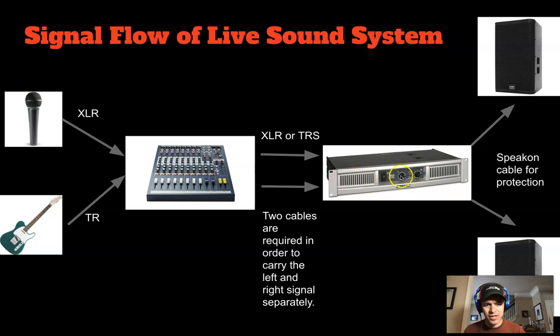Here you control the amount of output that you're sending to your speakers on your amplifier, and you would run a separate cable to your left speaker and a separate cable to your right speaker. So this would be the most basic signal flow diagram for a sound system.